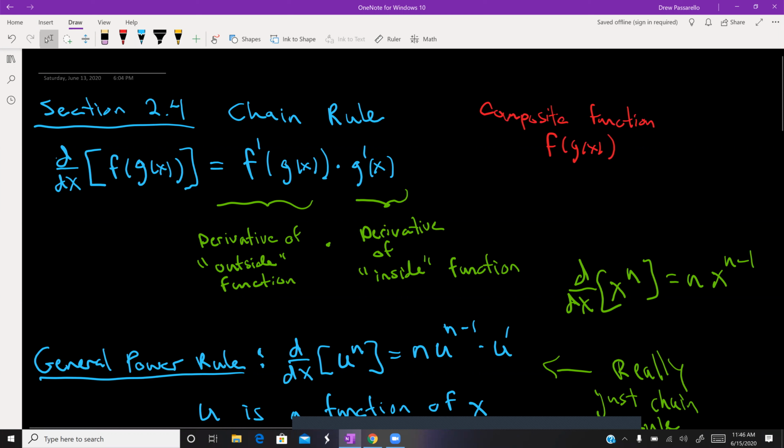So the chain rule is used for when you have a composite function, and a composite function is of the form f of g of x. So it's really a function consisting of another function. And whenever you apply the chain rule, it turns into f prime of g of x times g prime of x. And the way I remember the chain rule is that this f function is what I call the outside function.